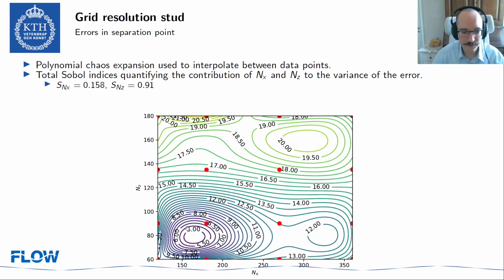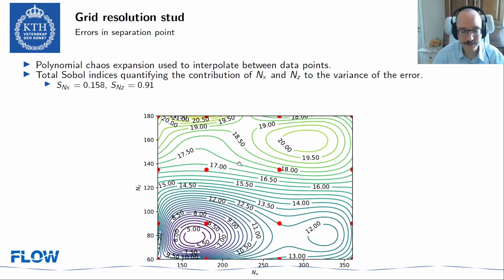Now, what we see here for the separation point is that for some reason using the values which are low, so low resolution, gives a better result. Now, this might be some kind of just fortuitous cancellation of errors, probably. We have to dig deeper in order to understand this.